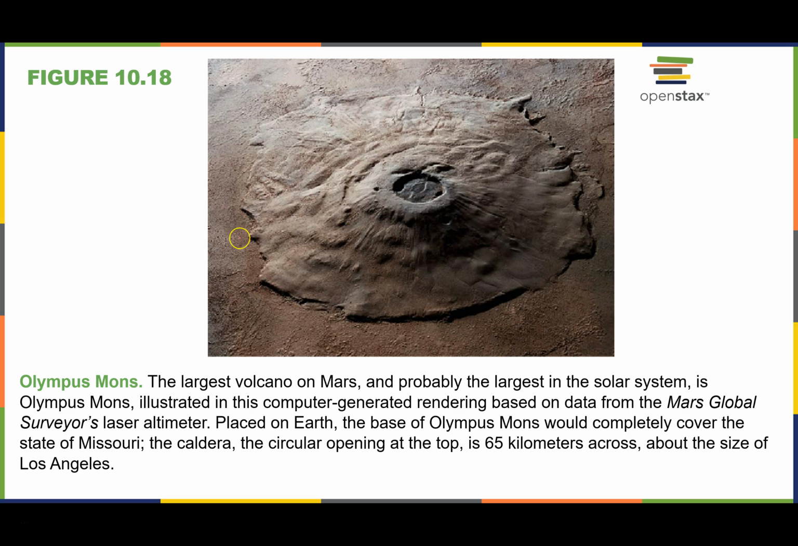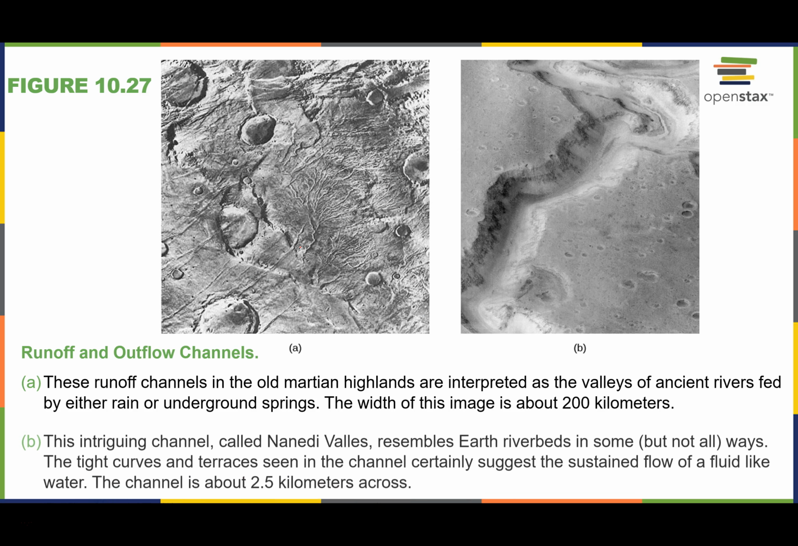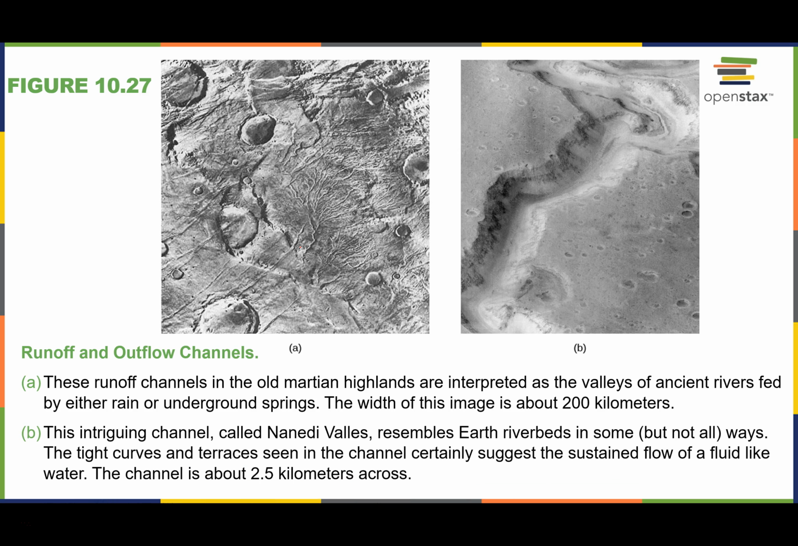On Mars, one of the things I put on your exam was this humongous volcano. Actually, I want to say caldera, a volcano caldera. It's just humongous, covers about the size of Missouri, and it's called Olympus Mons. One of the questions I have on there is features suggesting past liquid water on the Martian surface.